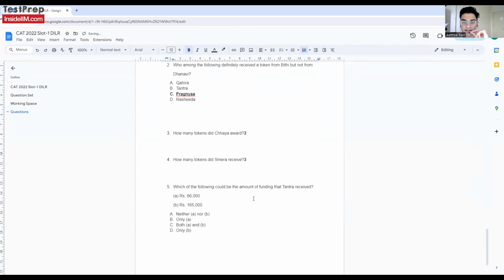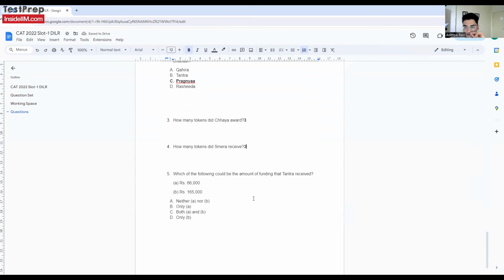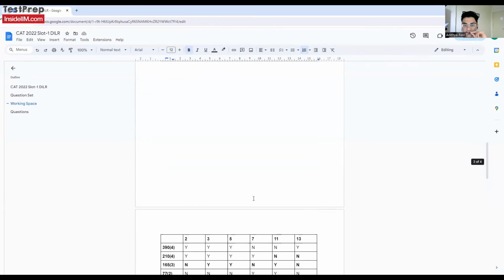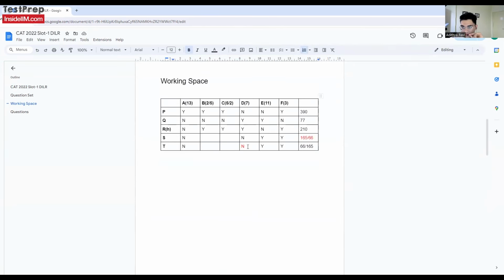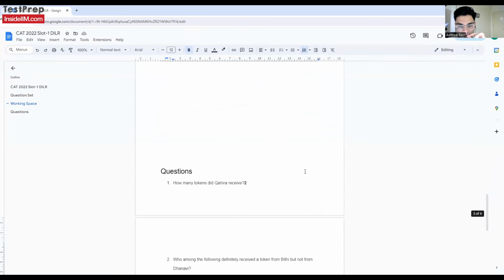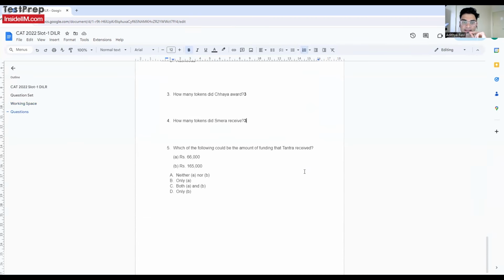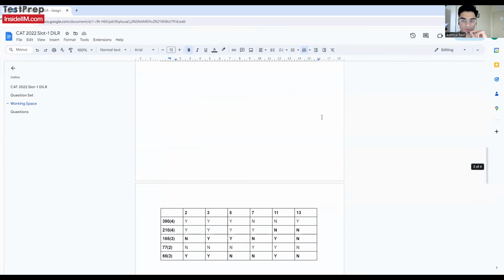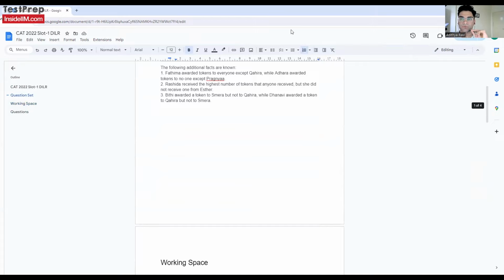Which of the following could be the amount of funding that T has received? We left this inconclusive. We were not able to find a solid value, but we found out it could be either 66 or 165. The question tells us that it is either 66 or 165, so not neither, not only A, not only B. We did not come to a conclusive answer, so we will mark option C as the answer and say that it can be both A and B. And with that, we have completed the set. We have been able to solve all 5 questions correctly.